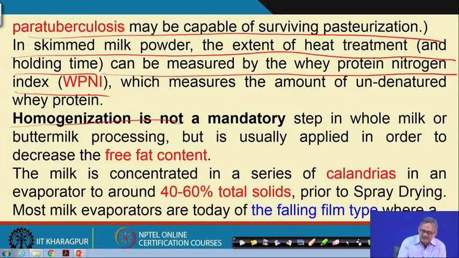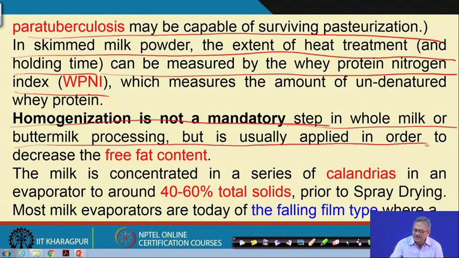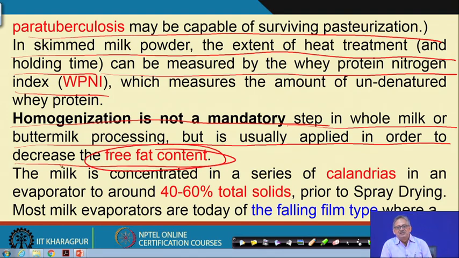Homogenization is not mandatory in this case because of whole milk or buttermilk processing, but is usually applied in order to decrease the free fat content. In this case, when you are making it, homogenization may not be required. The reason being that you are making it dried, right. So, homogenization, why do we do it? Because the fat comes out from the milk. But when milk is dried, water is not there, so fat is not getting separated. So, that is why it is not essential, but in many cases it is done, because this reduces the chance of free fat content.